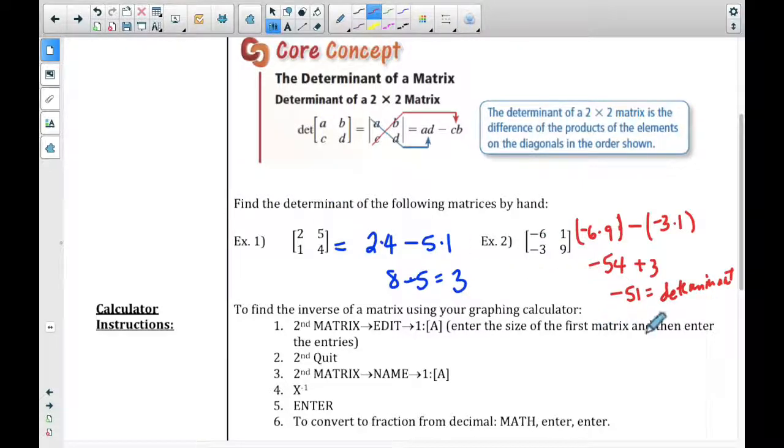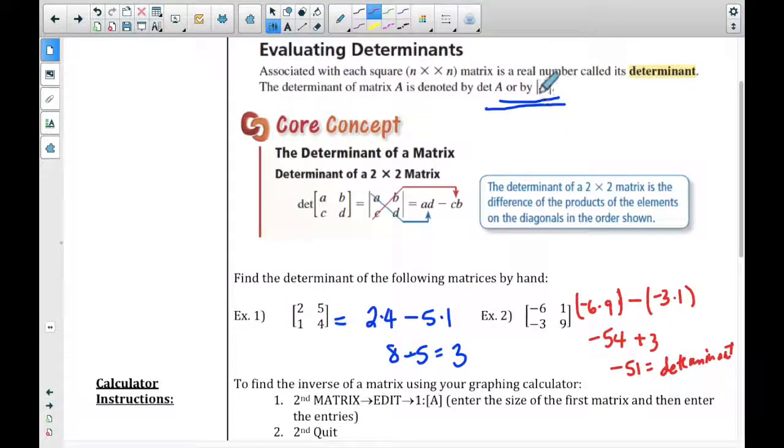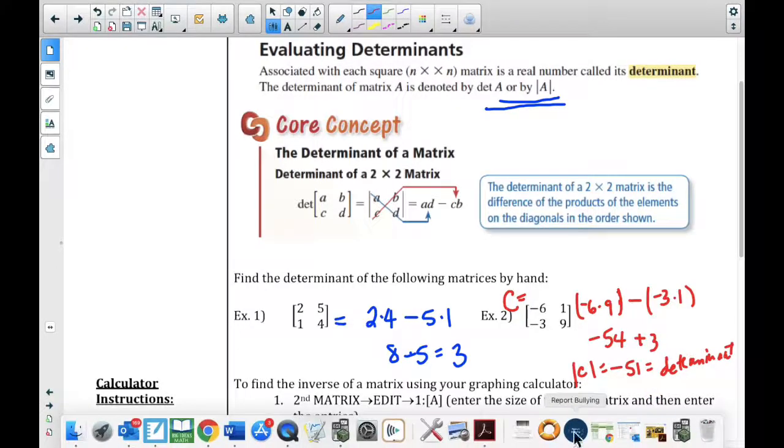Okay, so you should have come up with negative 51 because it's negative 6 times 9 minus negative 3 times 1. And so we get negative 54 plus 3 because negative is plus, and that gives us negative 51. That is our determinant. And once again, the notation for that is this absolute value looking thing. I didn't call these, but if this was matrix C, then I would say that the determinant of C is negative 51.